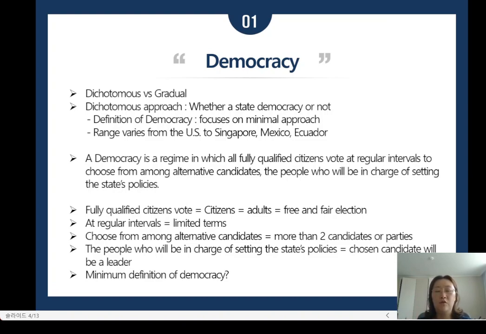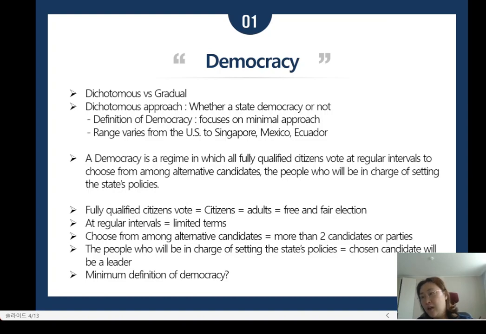So, but it should be at regular intervals. So we have to know what the next election is. If we never know what the next election is, then it doesn't qualify at the interval level. So at interval levels, we have to know what our next elections are, to choose from among alternate candidates. That also means that we have to have at least two different candidates.